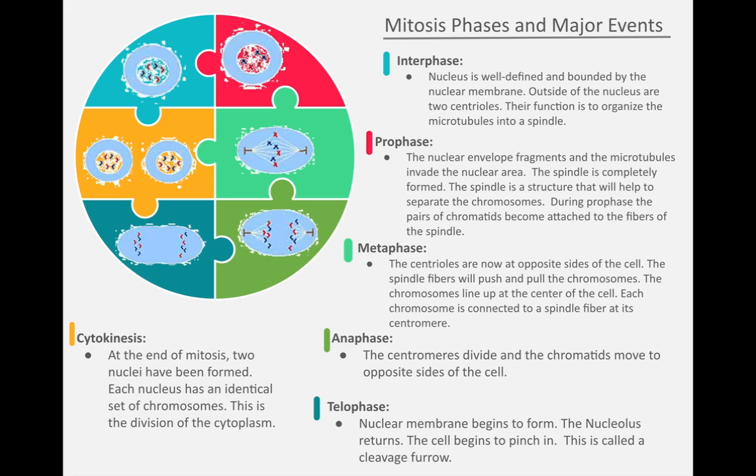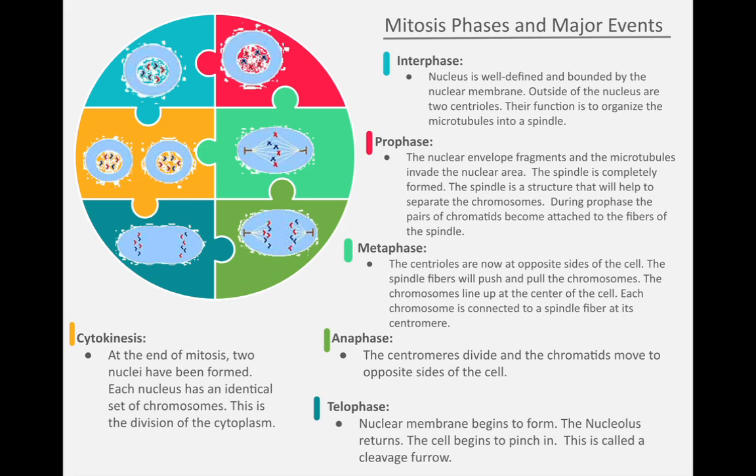So then we move out of interphase into M phase by starting with the first phase of mitosis, which is prophase. In prophase, the nuclear envelope fragments and the microtubules invade the nuclear area. The spindle is completely formed. The spindle is a structure that will help to separate the chromosomes. And during prophase, the pairs of chromatids become attached to the fibers of the spindle. So we get to actually see the chromosomes during prophase.